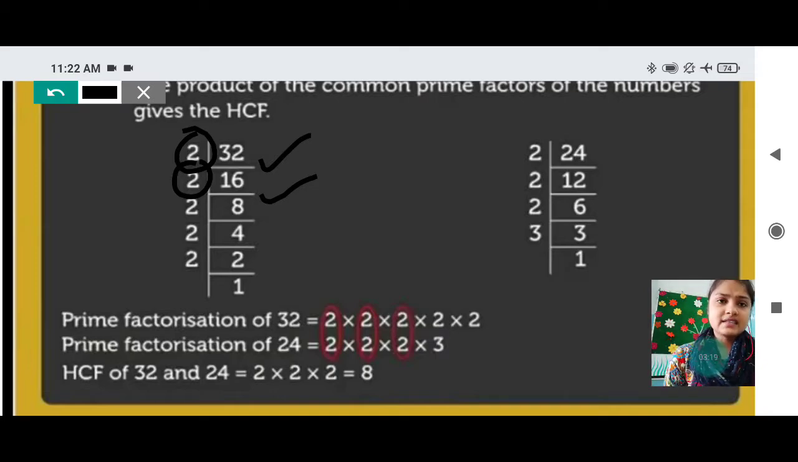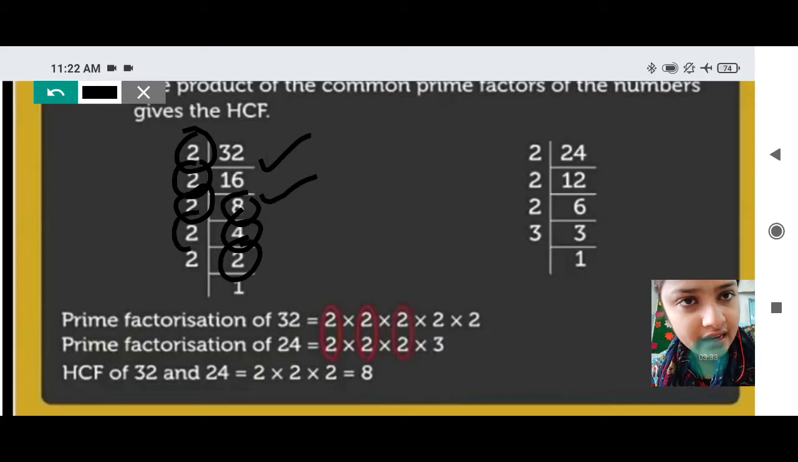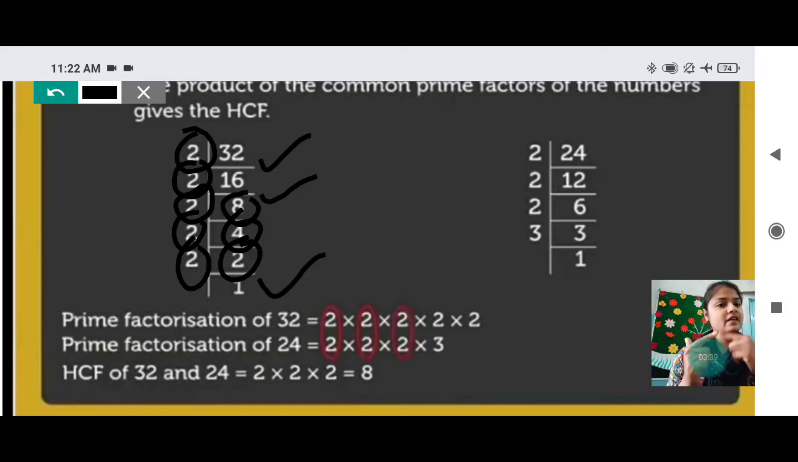Now again we will divide this 16 by 2, we will get 8. So we write 8 as the quotient. Again we divide 8 by 2, we get 4. Then again we divide 4 by 2, we get 2. And again, at last, we divide this by 2, we get 1 as the quotient. So we have done this repeated division and got the quotient as 1 at the last.